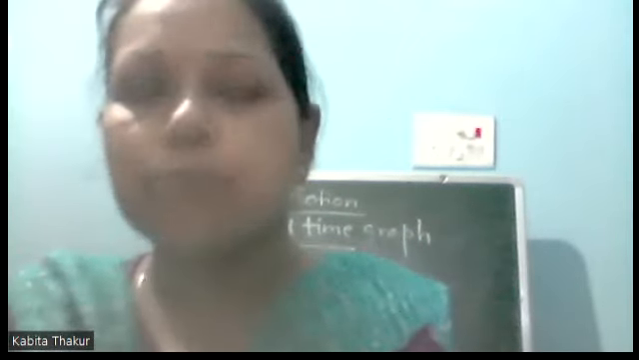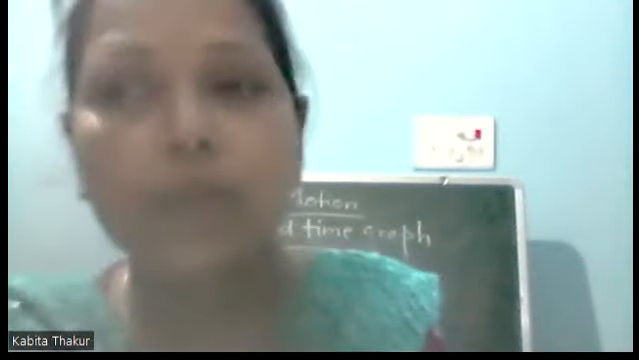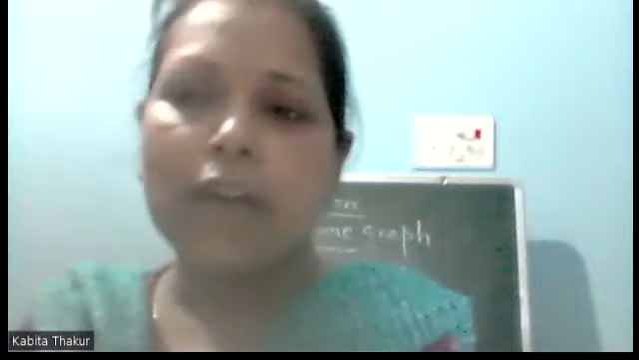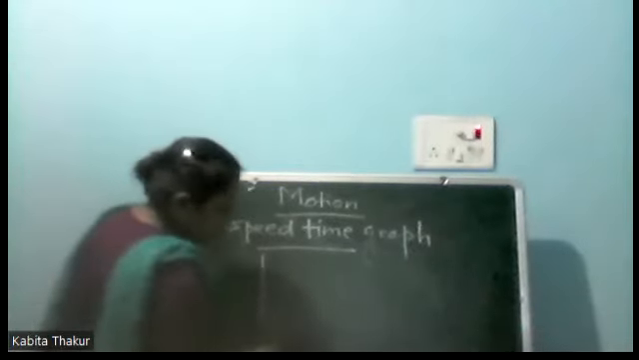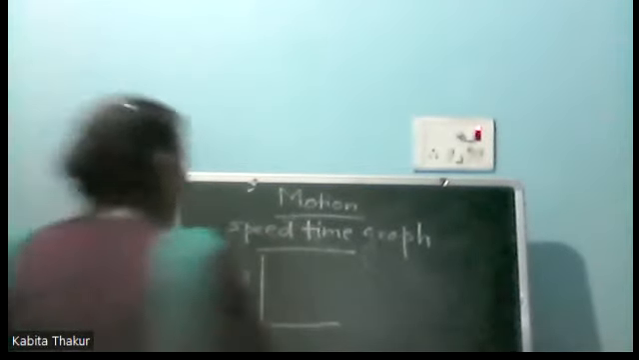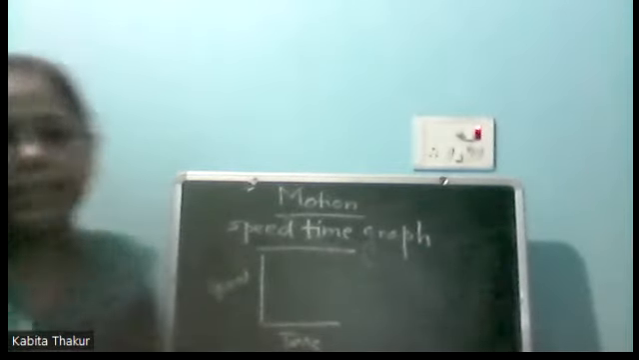The first one is when the speed of the body remains constant and there is no acceleration. Then what kind of graph are we going to get? So let us draw here. On one side we will take speed, on the other side we will take time. Here I am representing speed. On the x-axis we have indicated time.